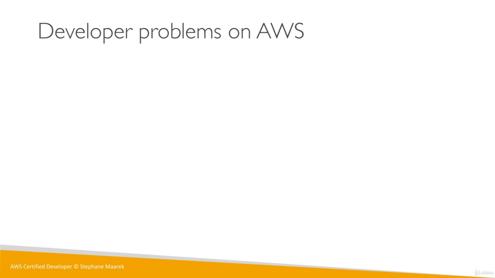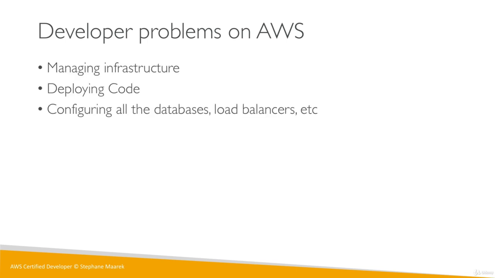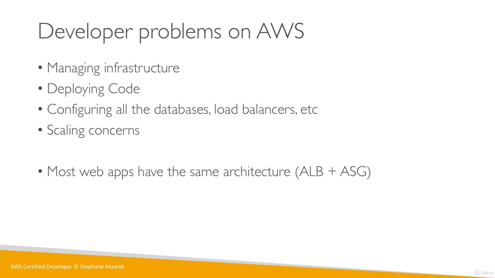So as a developer, you don't want to manage infrastructure. You just want to deploy code. You want to configure the databases, load balancers once, and just be done with it. You want it to scale, okay? You want your deployment to be valid for one instance, but also to be valid for 100 instances. And as you can see, well, the architecture right here is pretty traditional. Most web apps will have a load balancer and an auto-scaling group.